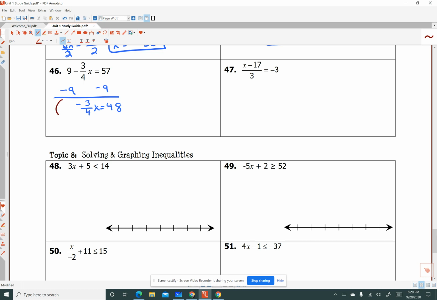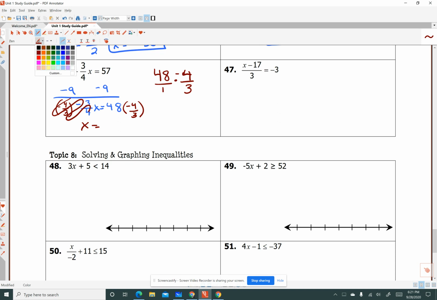So I'm going to multiply this by negative 4 over 3. And whatever I do to one side, I have to do to the other. So this cancels. And I have x equals, what's 48 times negative 4 over 3? Well, let's make a sidebar. 48 over 1 times negative 4 over 3.